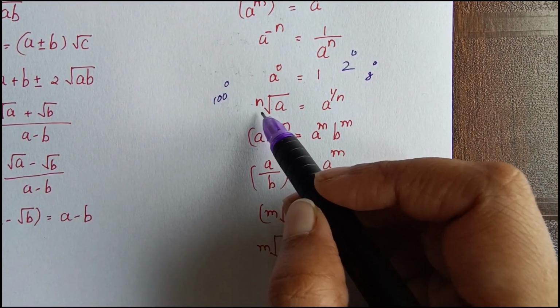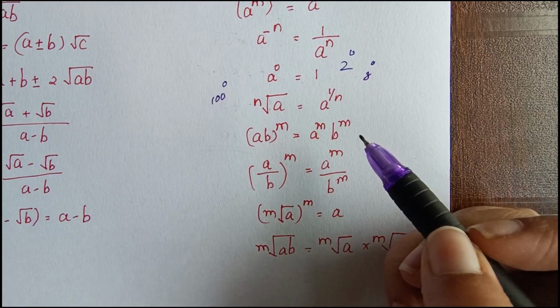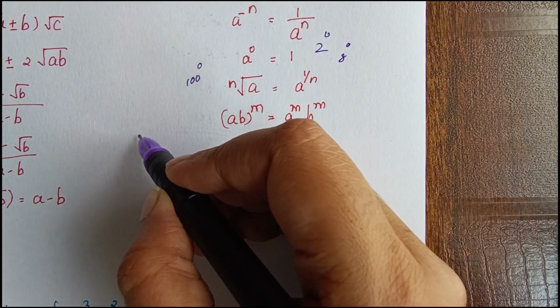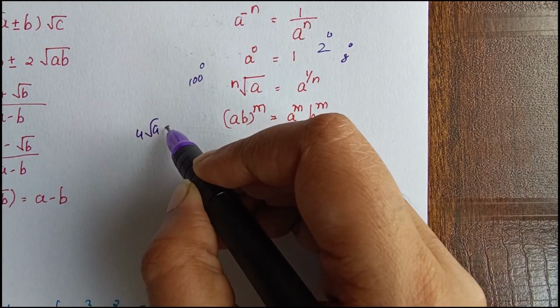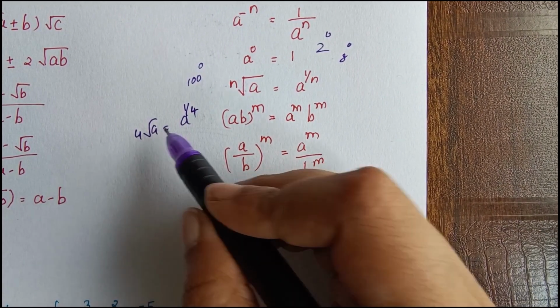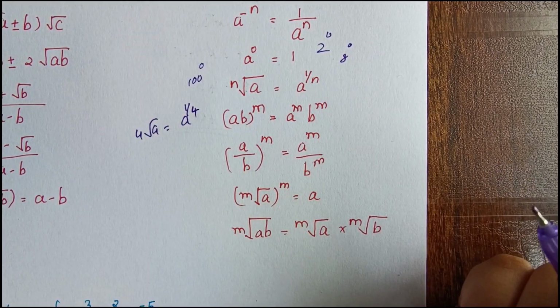Next, nth root of a is equal to a raised to 1 by n. That is, fourth root of a can be written as a raised to 1 by 4. Similarly, 10th root of a is equal to a raised to 1 by 10.